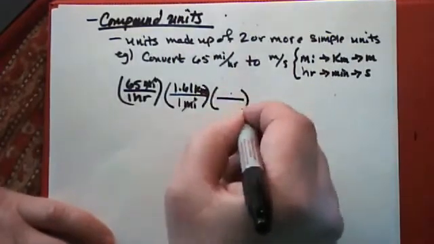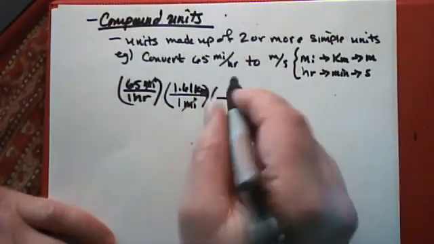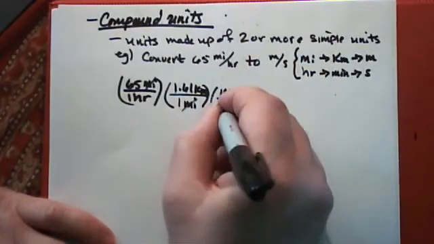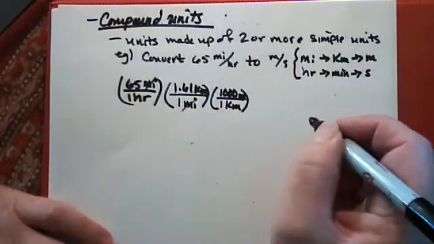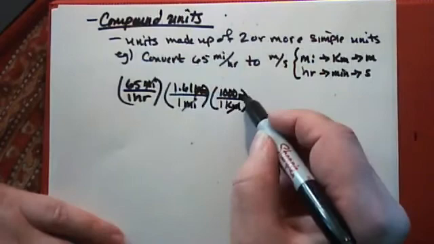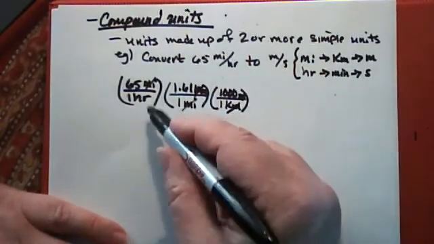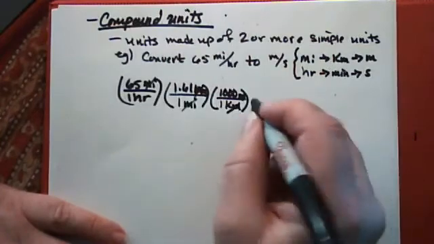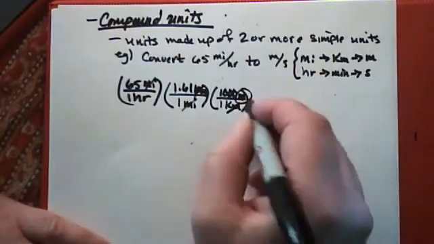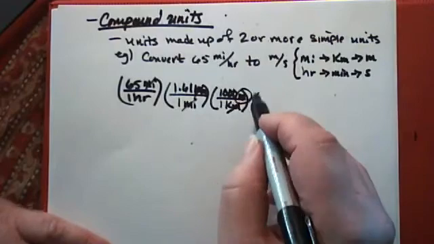So let's see, next we need kilometers to meters. Kilo means 1,000, so there would be 1,000 meters for every 1 kilometer. Kilometers now cancel, and if you wanted to write down the answer now, it would be in units of meters per hour. Because remember, hours are still there. Well, meters are the units we want for the numerator. That's why I'm circling them. But instead of stopping now and going on to another step, I'm just going to keep going.